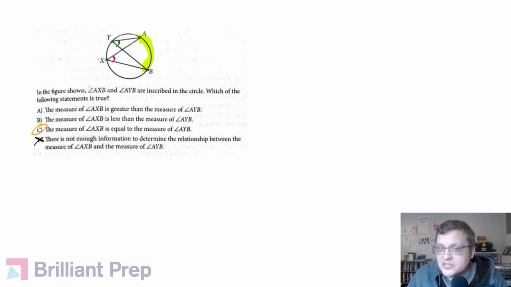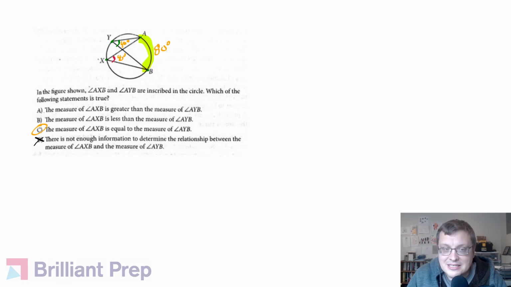Now, you don't need to know this for this question, but the number of degrees in an inscribed angle is half the degrees of arc that it cuts off. So just making this up, if this arc AB were 80 degrees, then each of these would be 40. And again, they're the same because they're cutting off the same arc.